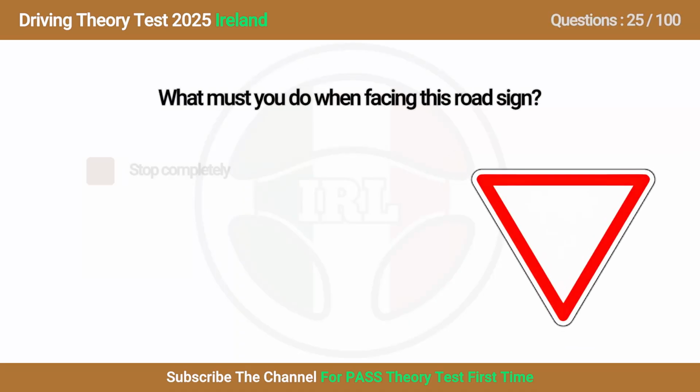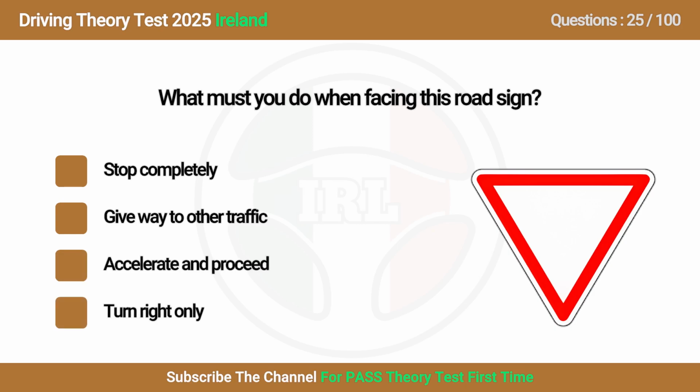Question 25. What must you do when facing this road sign? A. Stop completely. B. Give way to other traffic. C. Accelerate and proceed. D. Turn right only.